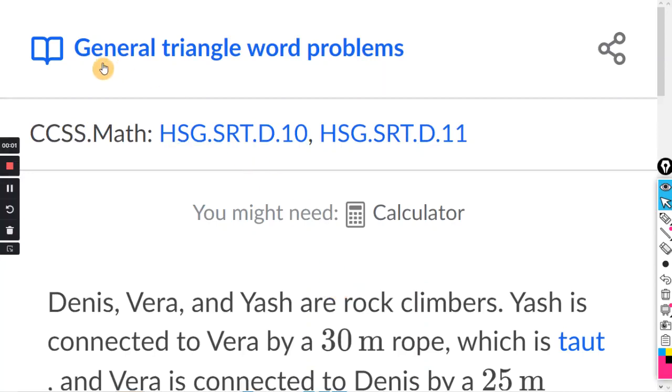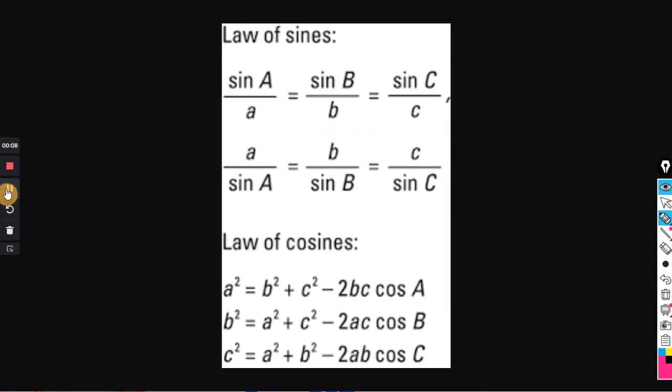This will be for the exercise on general triangle word problems. So you need to use the formulas for the law of sines and the law of cosines. The formula for the law of sines is pretty simple, and you're only going to use 2 of these at a time. And of course, you can take the reciprocal of all 3 and it'll still be the same formula.